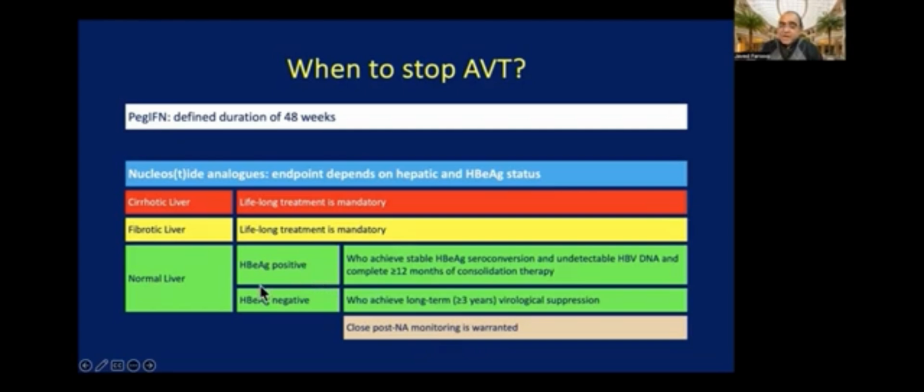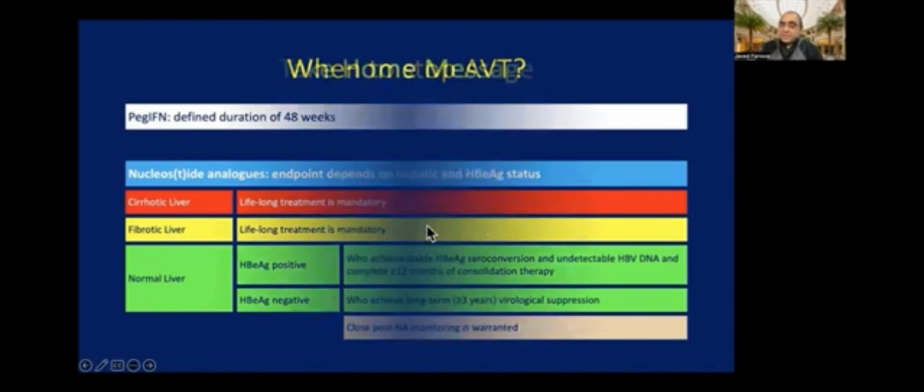But remember, our patient was fibrotic, rather near to cirrhotic. APRI was more than 1.5. So here the recommendation is that lifelong treatment is mandatory. And again, it was a metabolic liver with kidney disease as well. So lifelong therapy is warranted here.